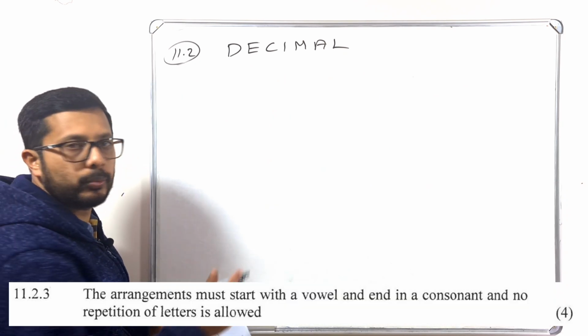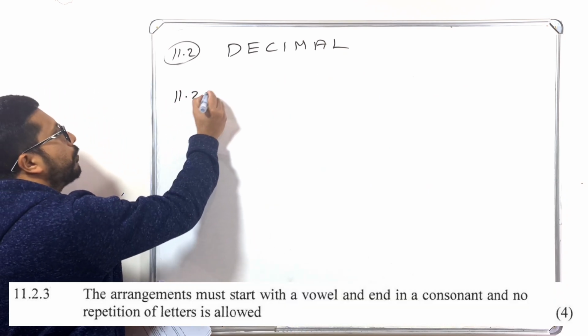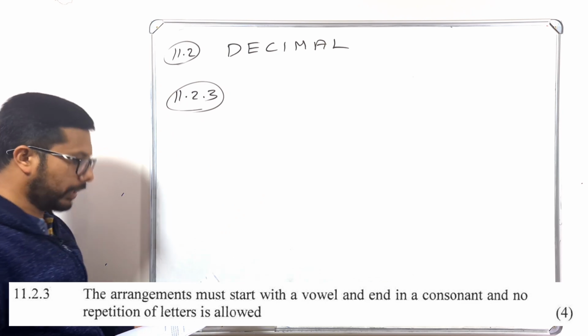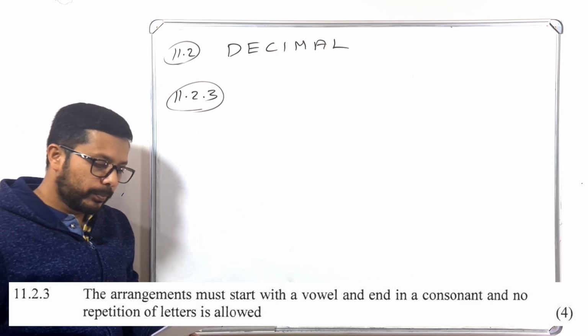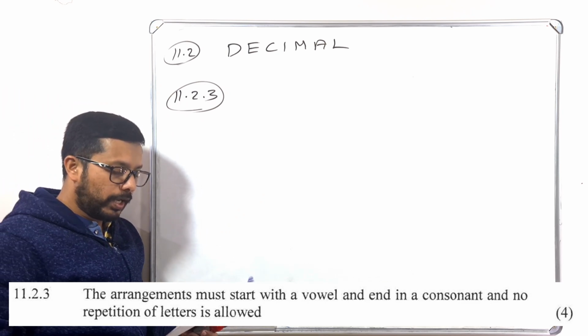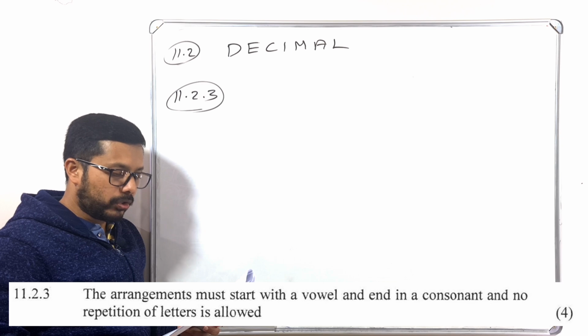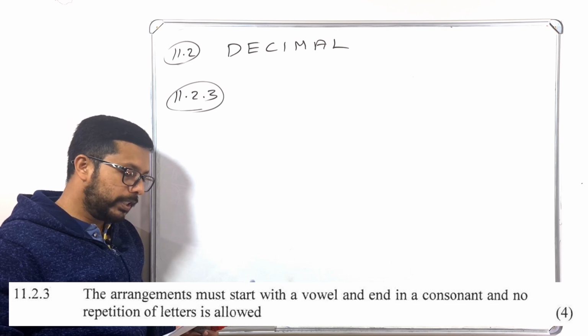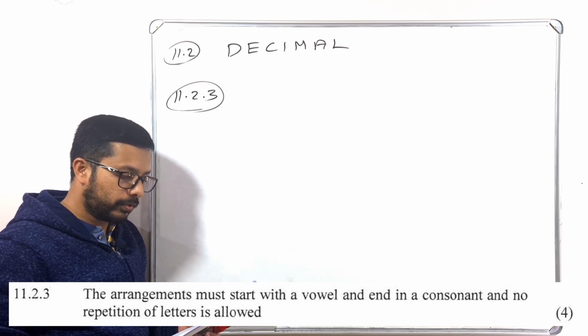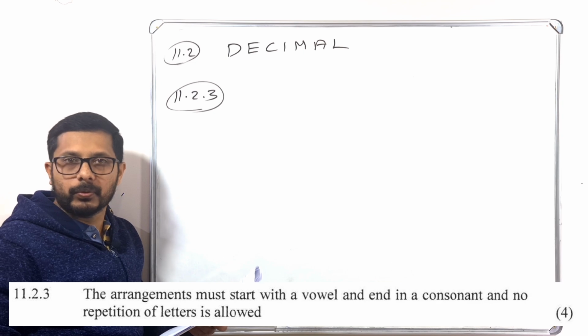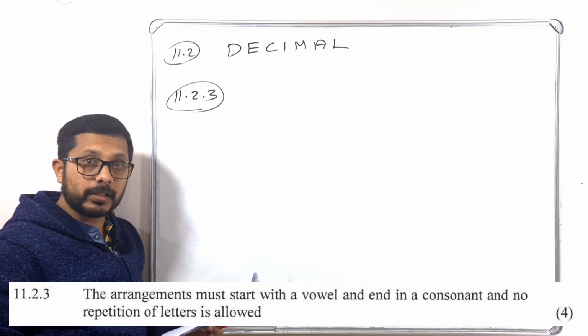Question number 11.2.3. The arrangements must start with a vowel and end in a consonant, and no repetition of letters is allowed. Wow, that's a good question. What is the meaning of that?